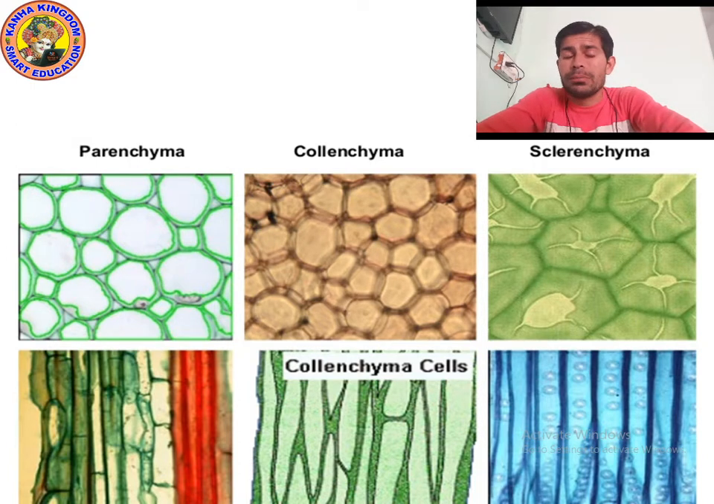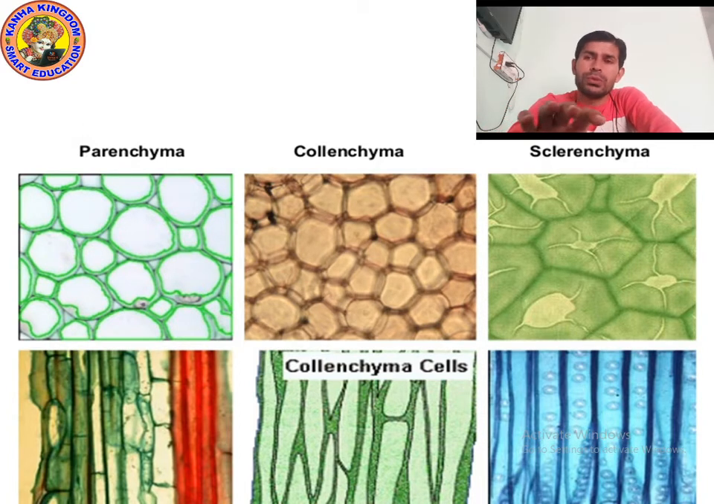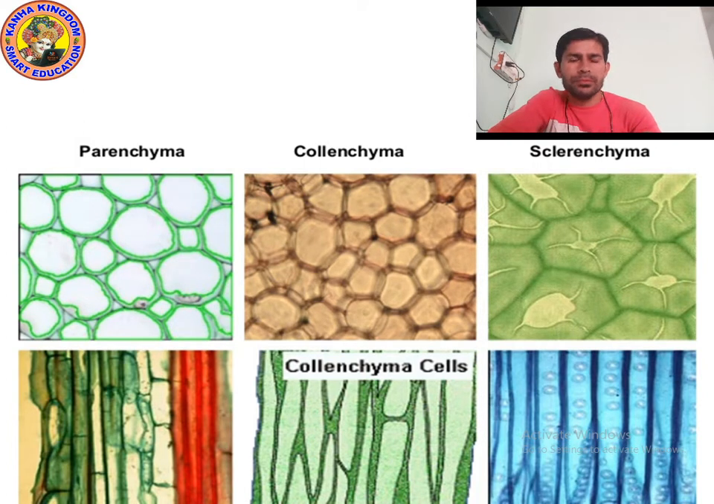So, which are the simple permanent tissues? Parenchyma, collenchyma, sclerenchyma. And complex permanent tissues are xylem and phloem. We have already studied about meristematic tissue and simple permanent tissue. Today, we will study about complex tissue, which are actually xylem and phloem. And they are also categorized into different categories.